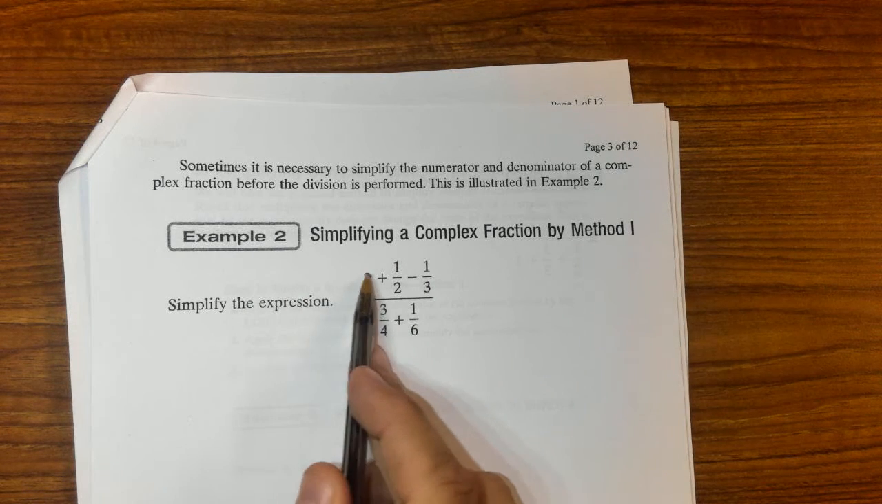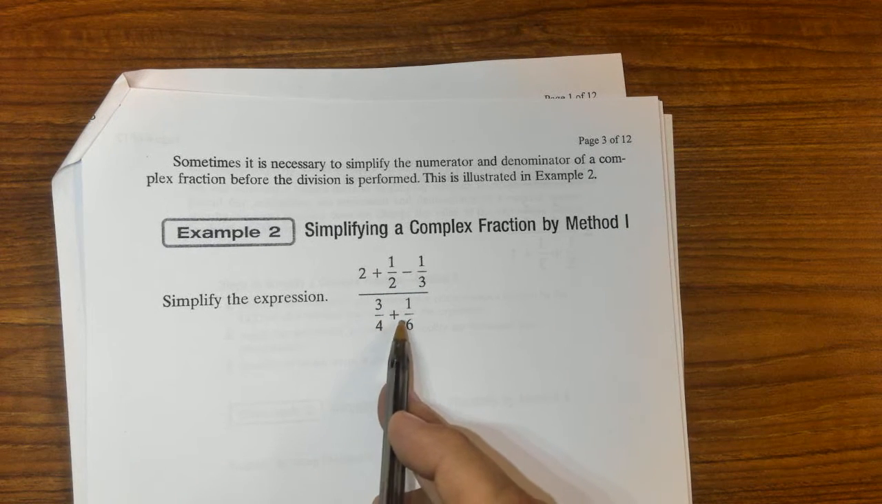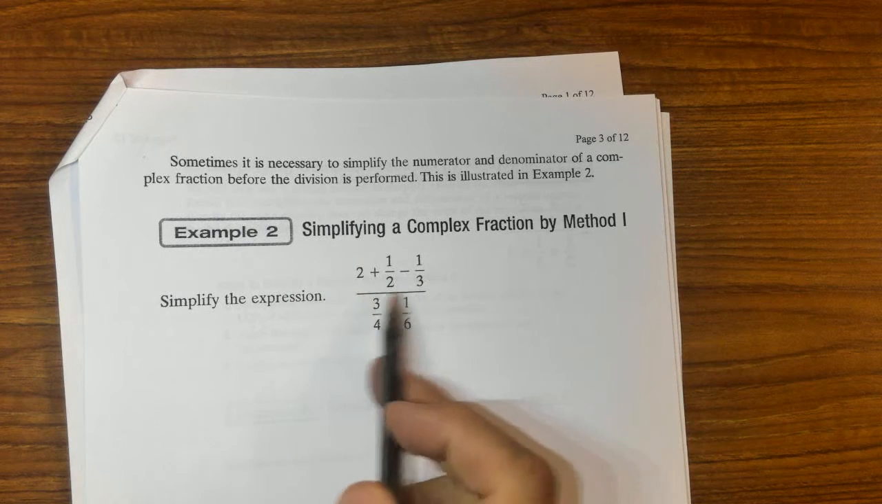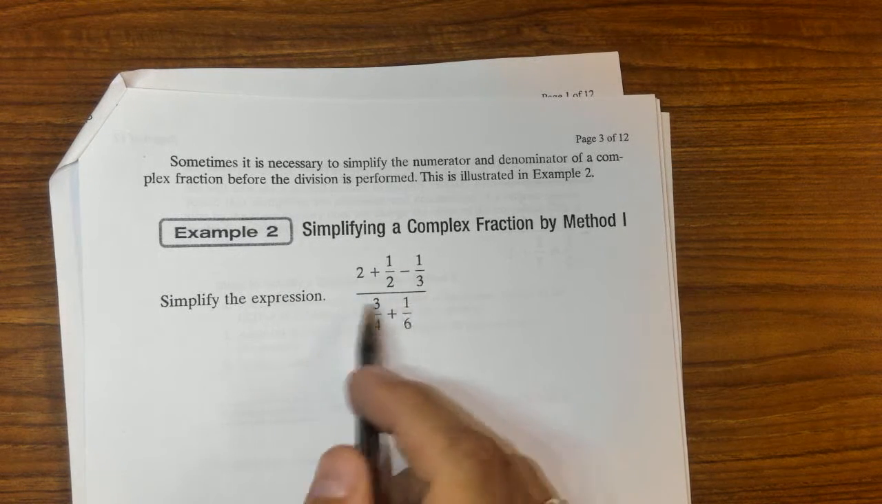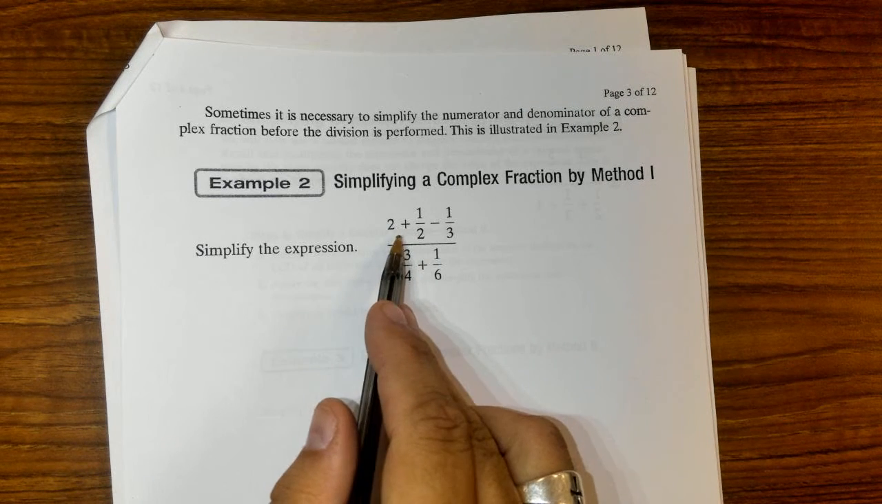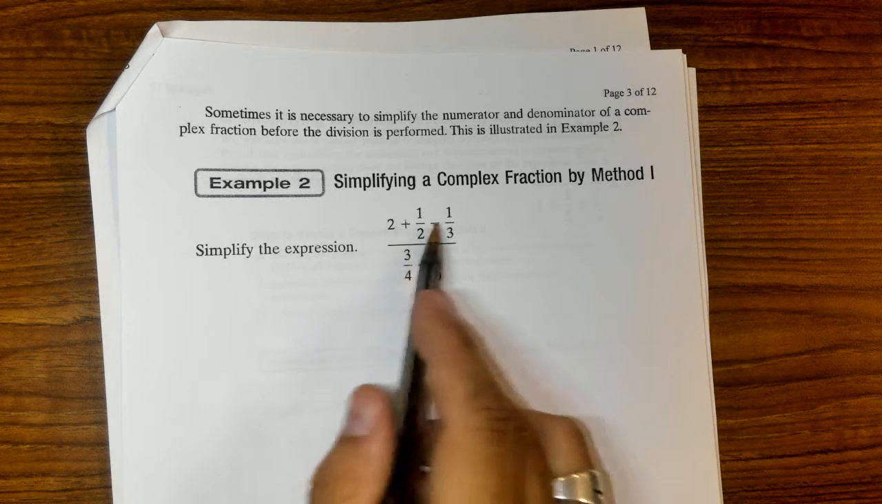So we have addition and subtraction of fractions in the numerator and addition of fractions in the denominator. Sometimes we do have to simplify the numerator of the bigger fraction and simplify the denominator. In order to do that, we have to get a common denominator in order to add and subtract fractions.